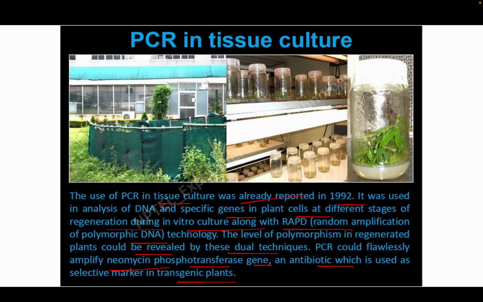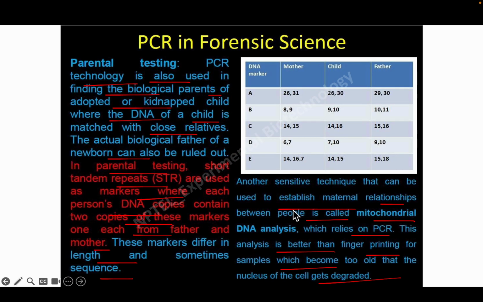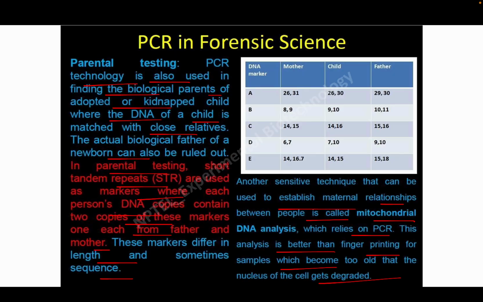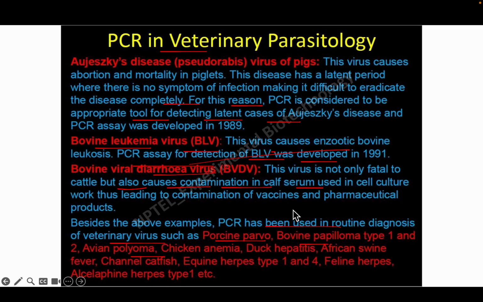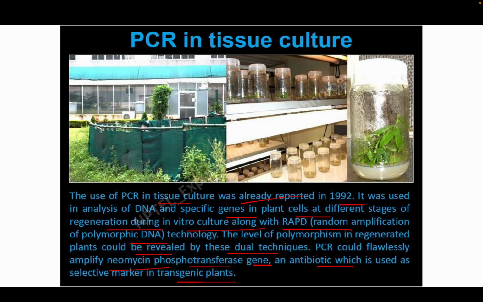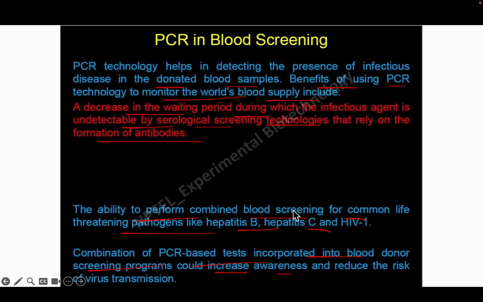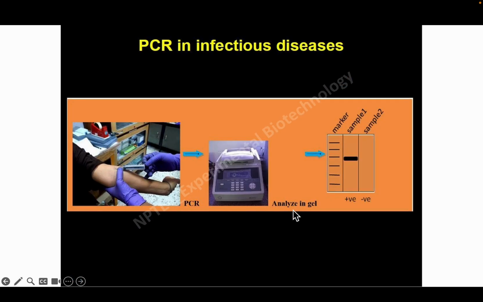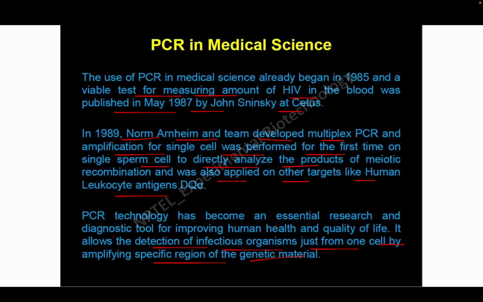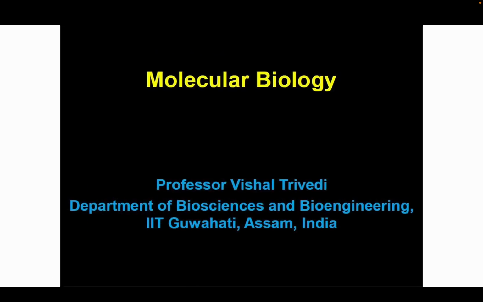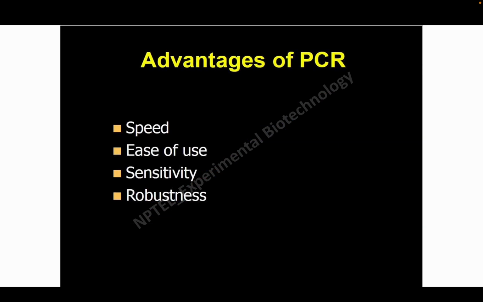There are various uses you can see. So uses of PCR in forensic science, in research applications, in veterinary parasitology, in tissue culture, in plant microbe interaction, in plant science, in blood screening, in infectious disease screening, in medical science, in food microbiology, in food science. So these are various important uses of PCR.